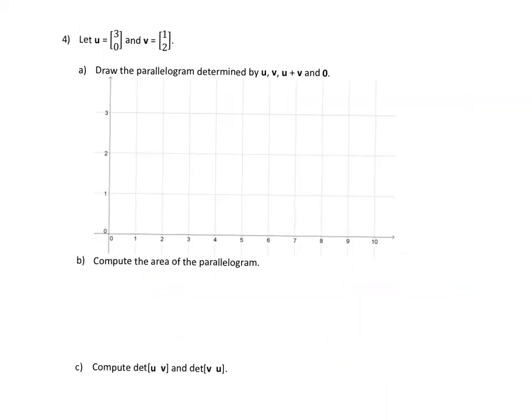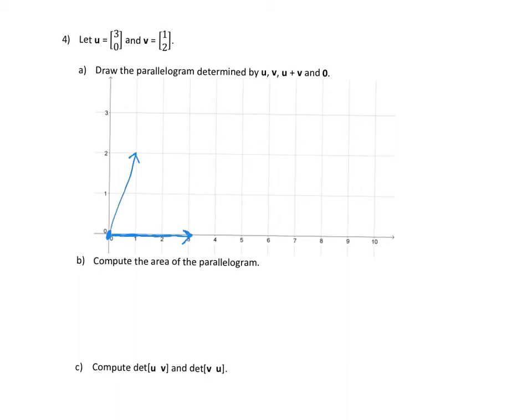Okay, so we're going to let u be the vector 3, 0, and v be the vector 1, 2. And we're supposed to draw the parallelogram determined by u, v, u plus v, and 0. All right, so the 0 vector is just a point at 0, 0. Then I have 3, 0, which is right here. 1, 2, which is here.